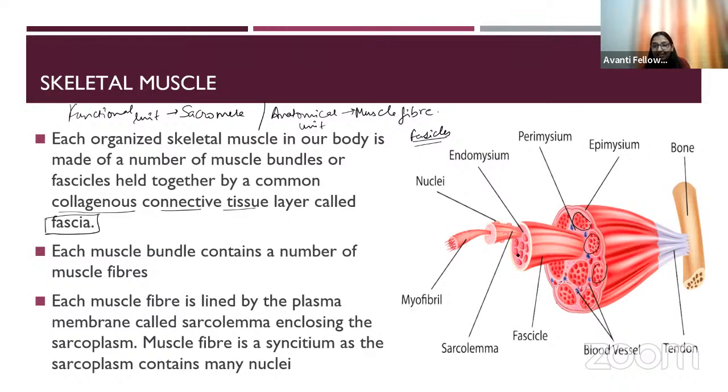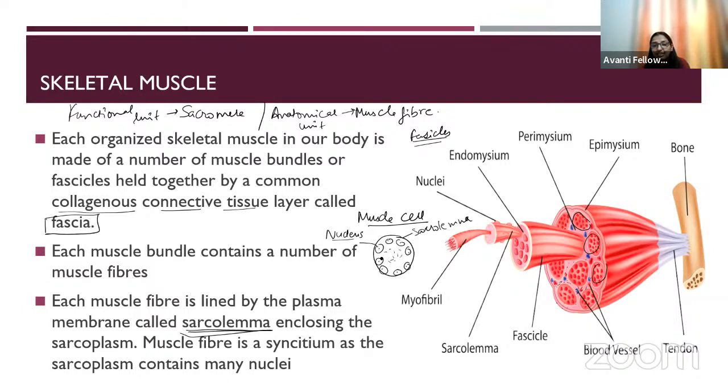If I take out one fascicle, the fascicle consists of muscle fibers because they are the bundle of muscle fibers, and the muscle fibers are also known as muscle cells. And these muscle fibers are lined by a membrane which is known as sarcolemma. So this is a sarcolemma. On the sarcolemma, there are many nuclei, multinucleated. So the muscle fiber, the muscle cells, are multinucleated, and the nuclei are present towards the periphery.